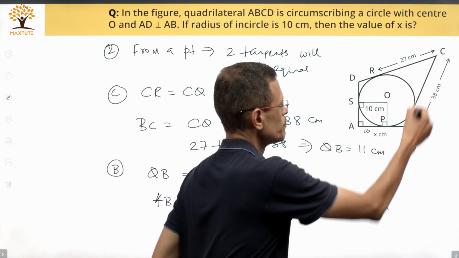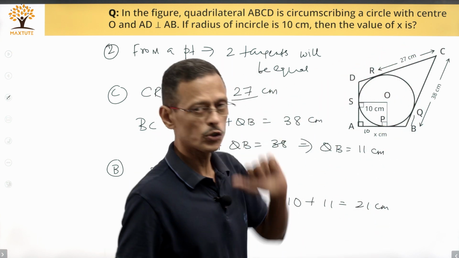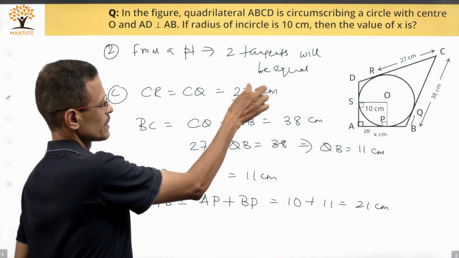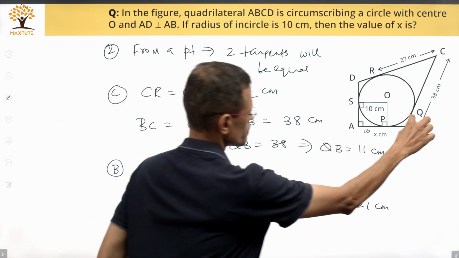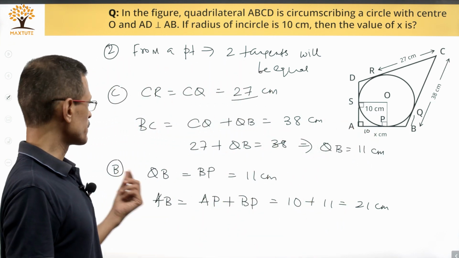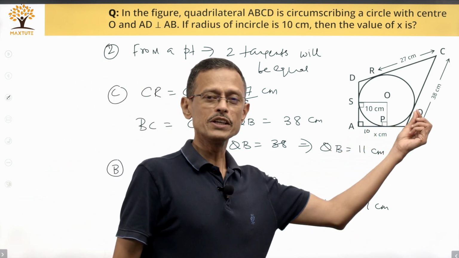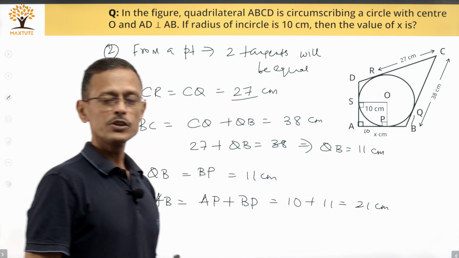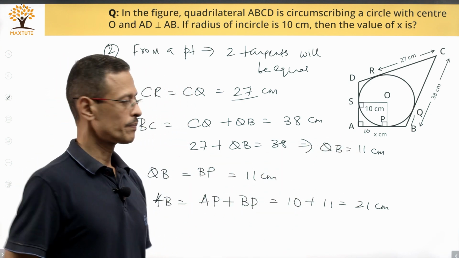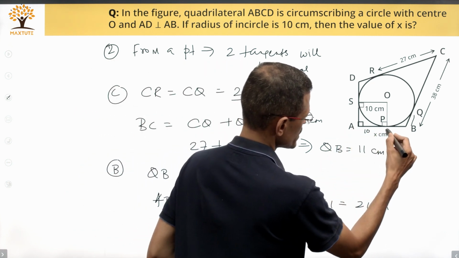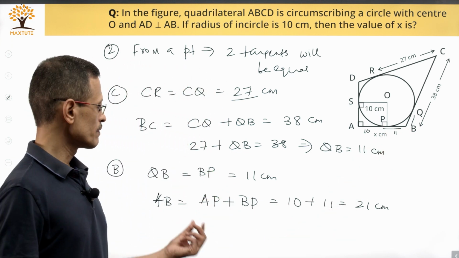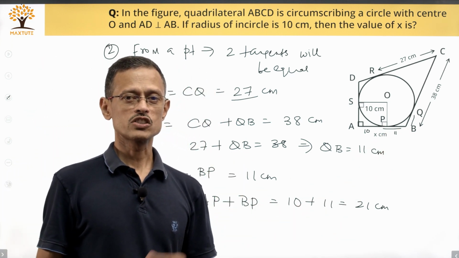Now the entire side BC is the sum of CQ and QB. So BC is equal to 38 centimeters, given to us. CQ is equal to 27, we deduced in the last step, which means QB, this balance, is equal to 11 centimeters, 38 minus 27. Now looking at point B, from point B we will be able to draw two tangents, BQ or QB and BP. BQ will be equal to BP. We have computed BQ to be equal to 11, so BP is also equal to 11. We know this part is 10 from the last slide. We just computed that this part BP is equal to 11. So AB is the sum of AP and PB, which is equal to 10 plus 11 or 21 centimeters, which is what we are trying to find out.